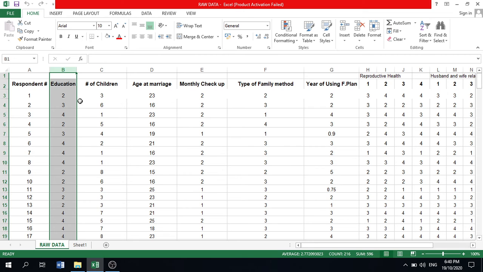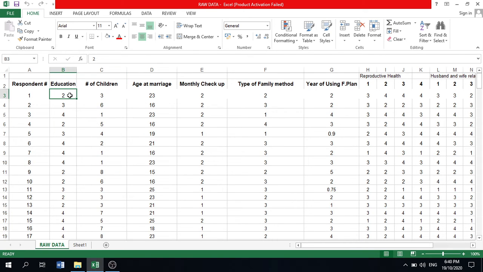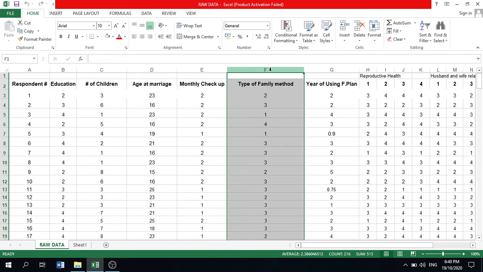There are also indicator questions that we give, such as number of children. So respondent number 1, based on the questionnaire, is probably elementary level, having 3 children, married at the age of 23, goes to a regular monthly checkup, and is using this type of family planning method. This type of family planning method can be very, very nominal.